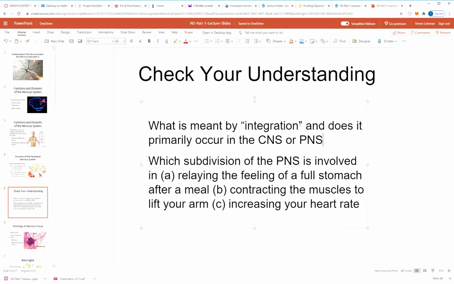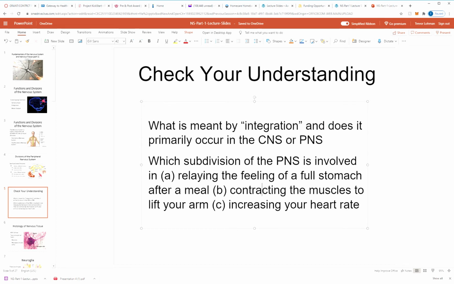Anyway, the purpose of this question is just to illustrate that integration, that decision making that occurs between neurons, primarily occurs in the CNS. A more scientific definition would be to say that it occurs anywhere that two neurons synapse with one another. But just for this intro, at a basic conceptual understanding level, it's decision making, it's processing, it's integration, and that primarily occurs in the CNS.